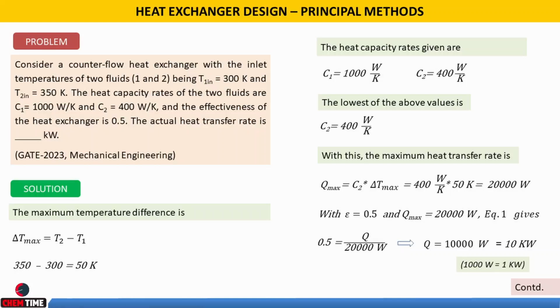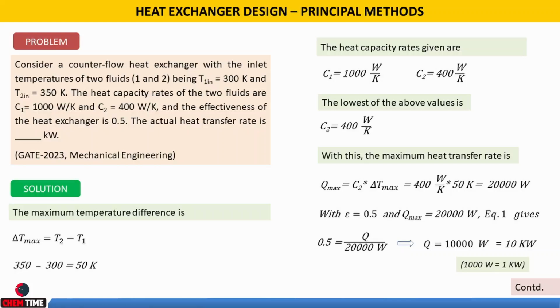The heat capacity rates given are C1 is 1000 watts per Kelvin and C2 is 400 watts per Kelvin. So the lowest of these two values is C2, that is 400 watts per Kelvin. So Qmax can be calculated as C2 into delta T max, that is 400 watts per Kelvin into 50 Kelvin. And I suggest all of you to write the units for any item which needs to be put in the calculations, because this gives you the correct picture of the final unit which we are going to get.